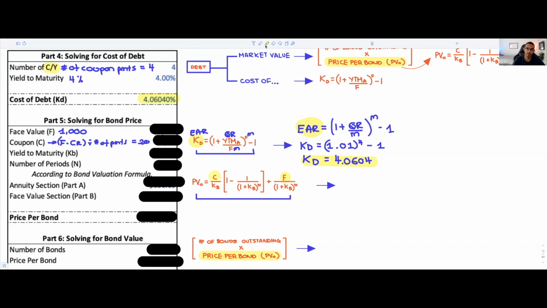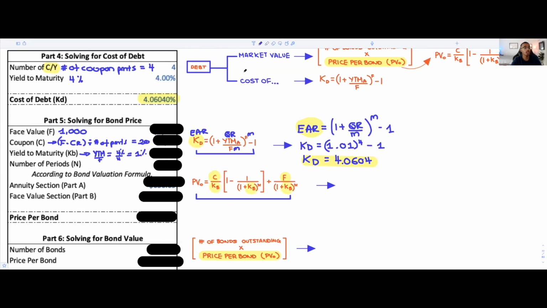And what about our yield to maturity? What about our KB? Well, yield to maturity is going to be easy as well. You're going to take your YTM and divide it by the frequency, the number of payments. In this case, you're going to have 4% divided by 4, and you're going to get 1%. So in this case, we have our KB. And that's what we're going to plug in over here.